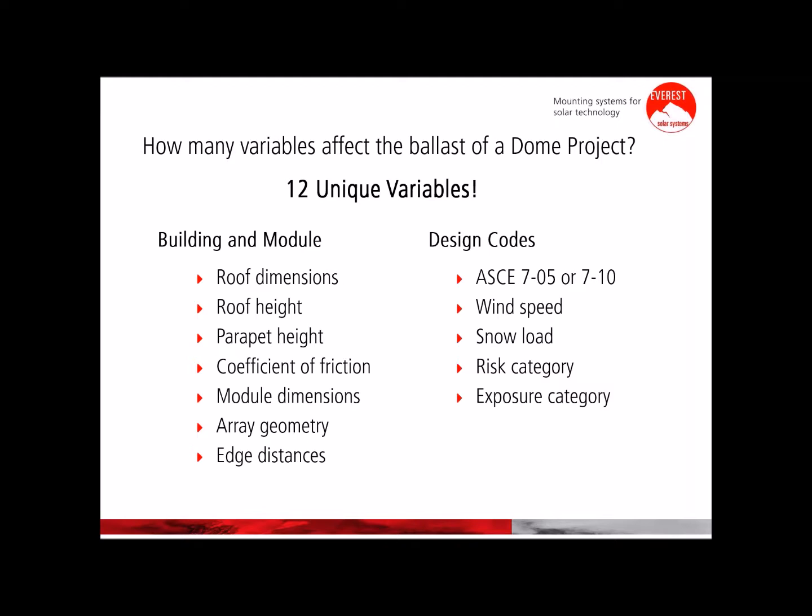One thing that I really wanted to go into detail on today, before we begin working on our designs, is understanding what variables are affected with a ballasted system. For the most part, there are 12 unique variables here related to both the building and the module, the solar panel, as well as the design codes. And by these, I'm referring mostly to ASCE 7-05 or 7-10, along with the wind speed, snow loads, and the other variables associated with those design codes.